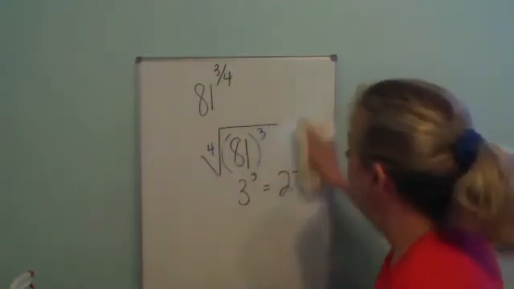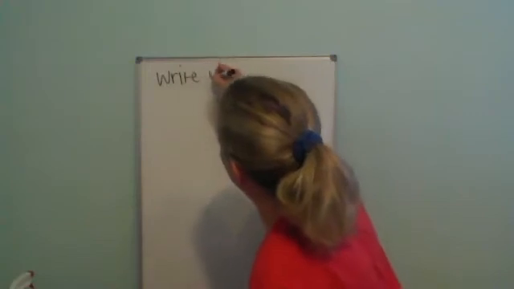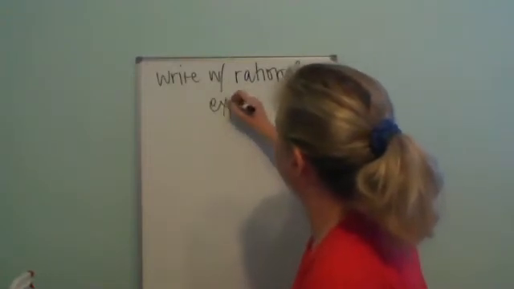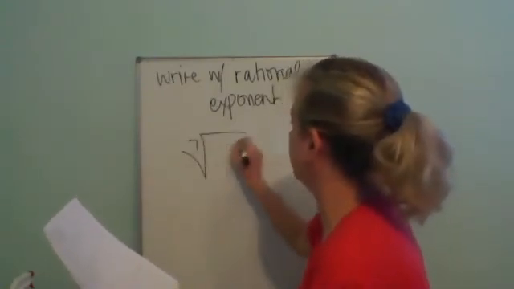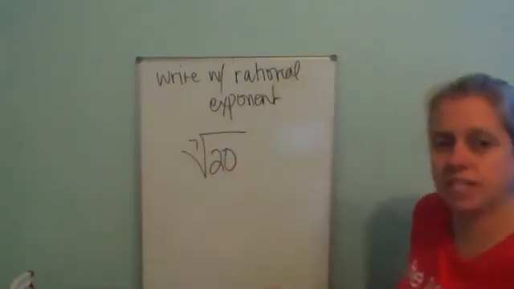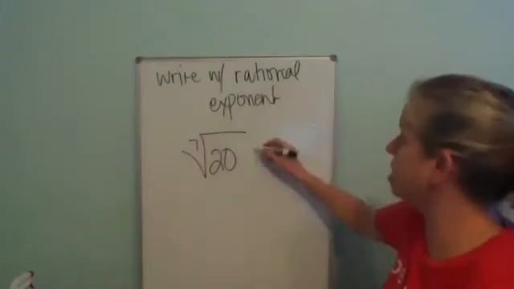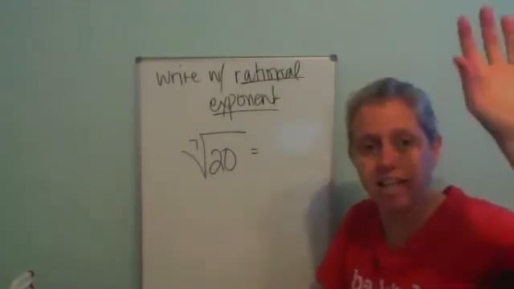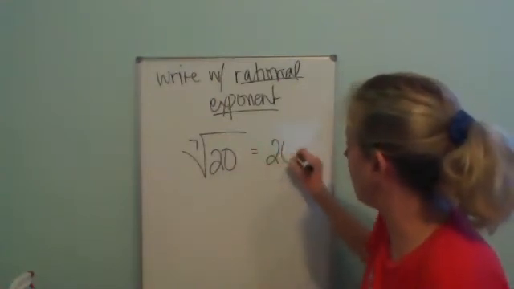All right, number 8. This one says write with rational exponent. So let's see, I've got the 7th root of 20. So now we're going opposite, okay? So anytime you are going from the radical to a number that has a rational exponent, which just means it's going to have a base, and then the exponent's going to be a fraction. So whatever is right here, that's going to be your base number. Your main number is 20.